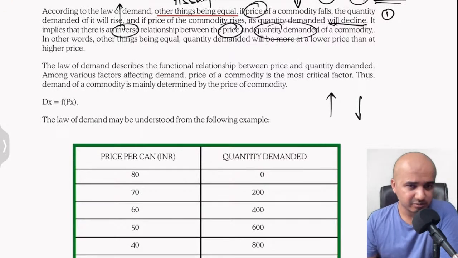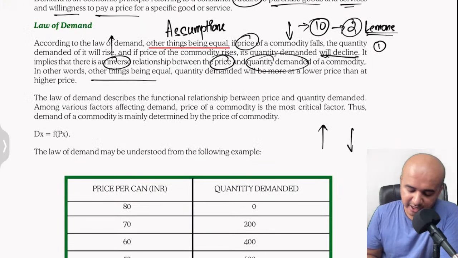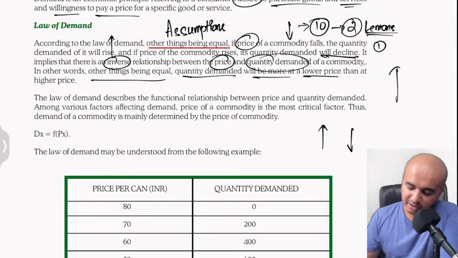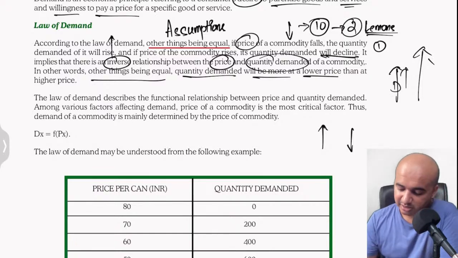Again, as I said, it is all based on certain assumptions. That's why they say other things being equal, quantity demanded will be more at a lower price. Whenever the price of a good is lower, there will be more demand compared to when the price is higher. If the price is high, the demand will be less. If the price is less, then the demand will be high.